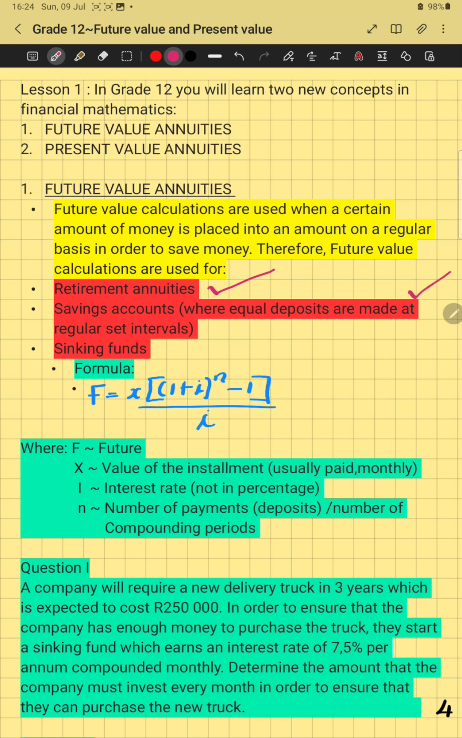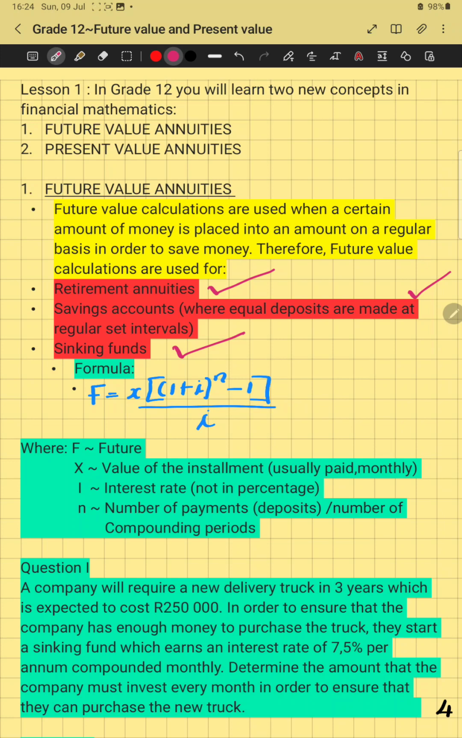So we'll be looking at that one as well. And the last one, sinking funds. So these are the three things that we use future value annuities or calculations to find one of these three.